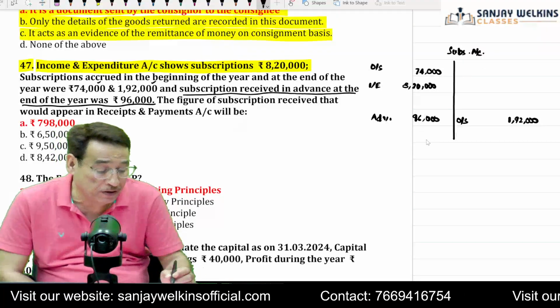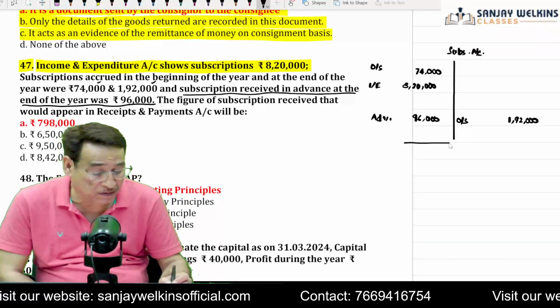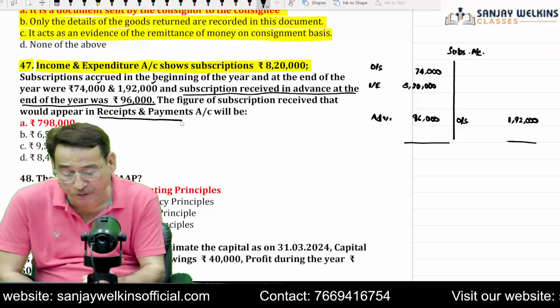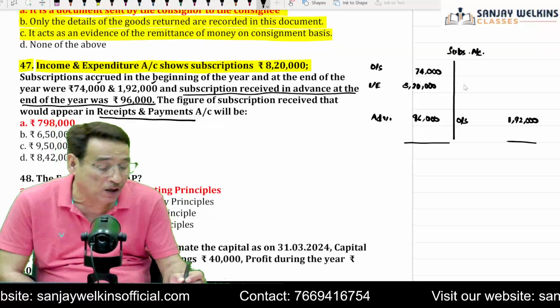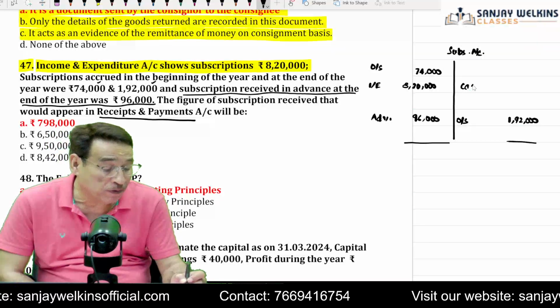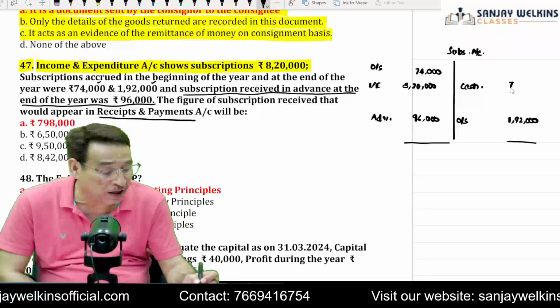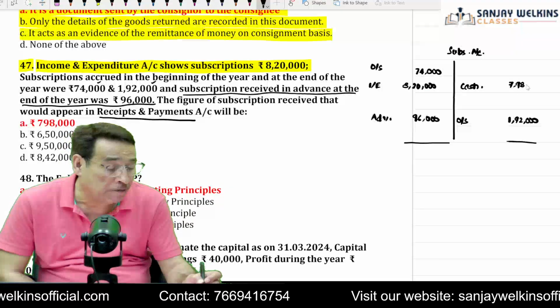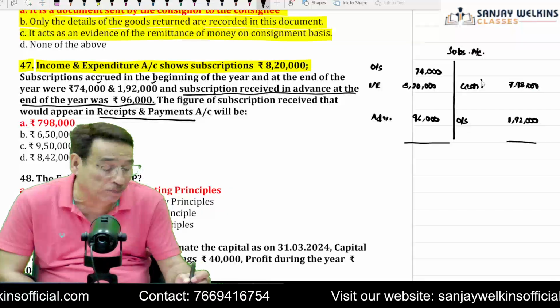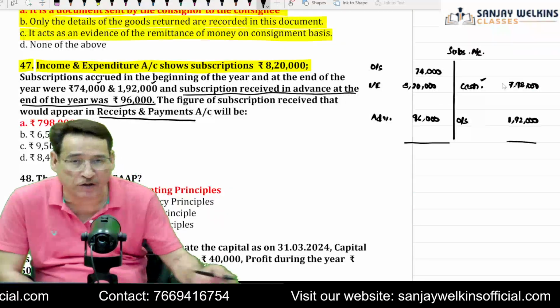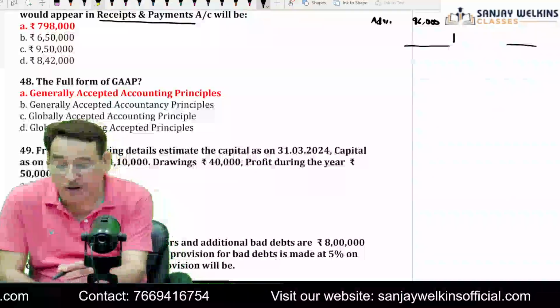No opening advance. And the question is asking us what exactly is the amount of subscription which we have to write under receipt and payment account. So this is the amount by cash. When you tally it, you will get 7,98,000, no problem. That means the total amount of subscription which we must have received in the current year is 7,98,000, and it will be reflected on the debit side of receipt and payment account.